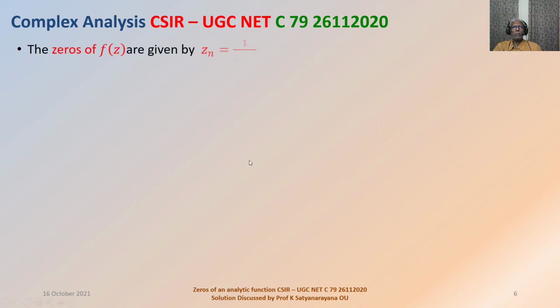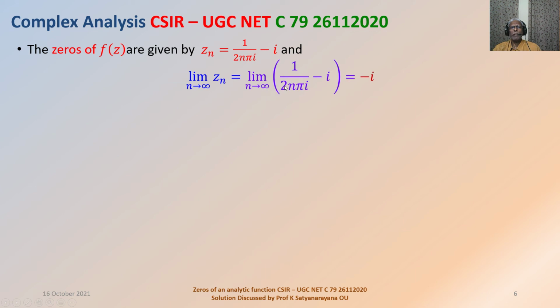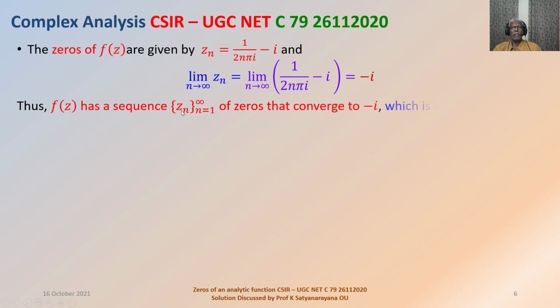Now let's discuss the convergence of the zeros. We have z_n is equal to 1 by 2n pi i, minus i. Limit n tends to infinity of z_n is equal to limit n tends to infinity of 1 by 2n pi i, minus i. 1 by n, limit n tends to infinity, will be 0. That will be minus i. Thus, f of z has a sequence z_n, n is equal to 1 to infinity, of zeros that converge to minus i, which is an essential singularity of f of z.